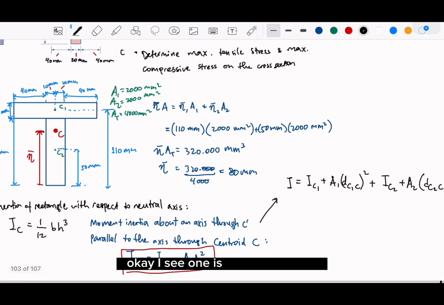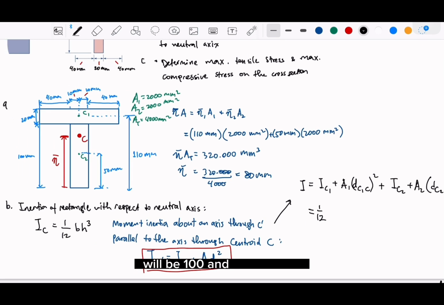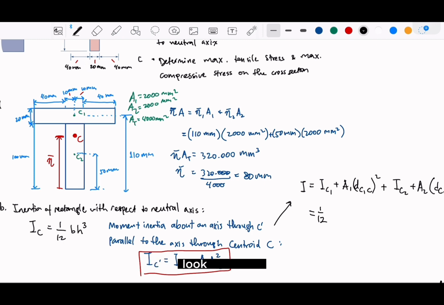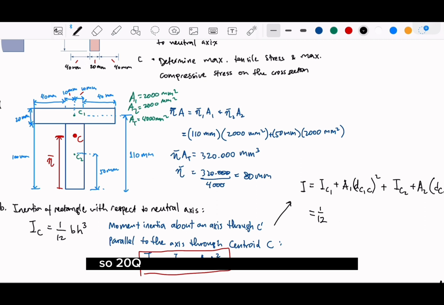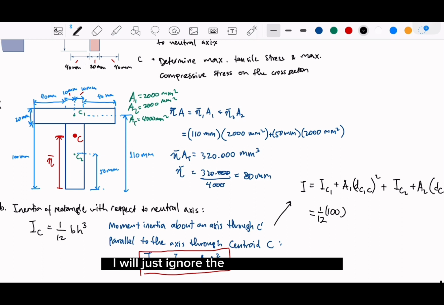Okay, IC1 is 1 over 12 BH cube, which is here. So B will be 100 and H will be 20. So it's basically the base and height for each part. So the base for one, look, one here, one is here, so one is 100, and then this will be the height. Okay. So 20 cubed. So we are going to write over there 100. Since all is in millimeter, I will just ignore the millimeter for now.